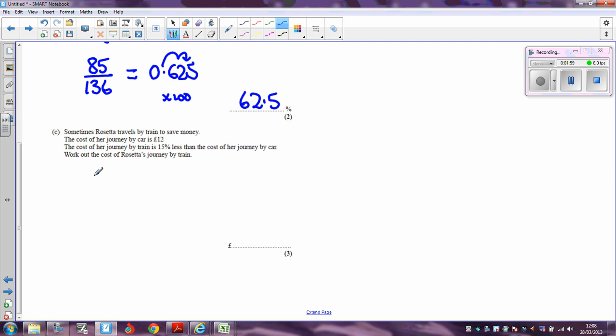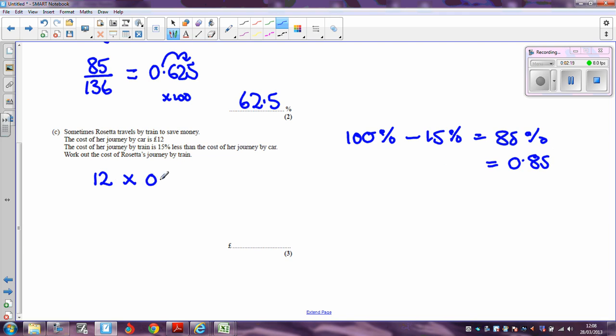Now the quick way of doing that is to realize that if you reduce something by 15%, think of it like this: if you do 100% of something, if you take away 15%, you are left with 85%. So basically her train journey is going to cost 85% of her car journey. Now 85% is 0.85, so if you just do 12 times 0.85, we'll find the cost of the train journey, which comes out as £10.20.